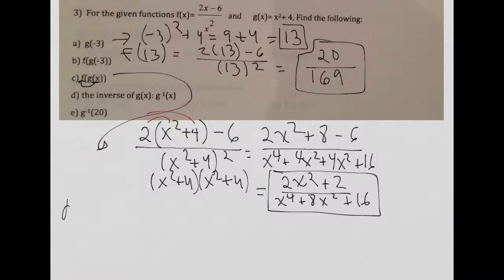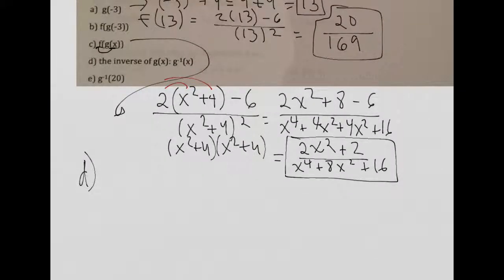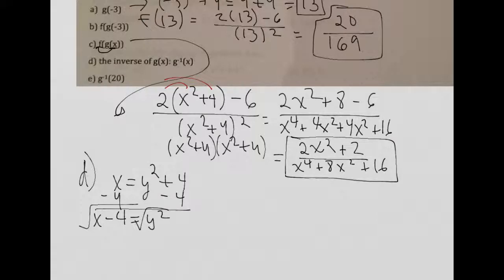Alright, D is asking you to find the inverse of g. Alright, so again, to find the inverse, you're interchanging the x with the y. So it's going to say x equals y squared plus 4. I'm going to solve it for y, subtract 4. Then I need to get rid of the square, so I'm going to square root both sides. So the inverse of g is the square root of x minus 4.